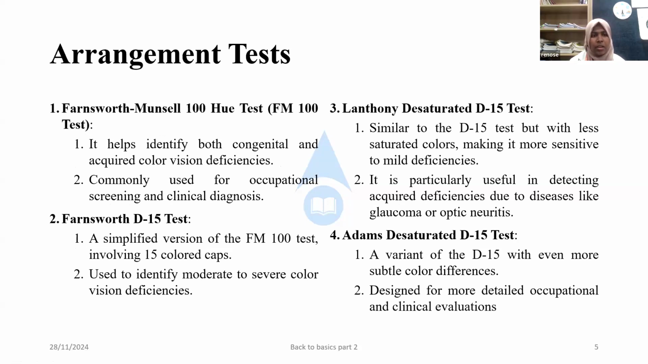Arrangement tests: the Farnsworth-Munsell 100 hue test. It helps identify both congenital and acquired color vision deficiency, commonly used for occupational screening and clinical diagnosis. Next, the Farnsworth D15 test, a simplified version of the FM 100 test involving 15 color caps, used to identify moderate to severe color vision deficiencies.